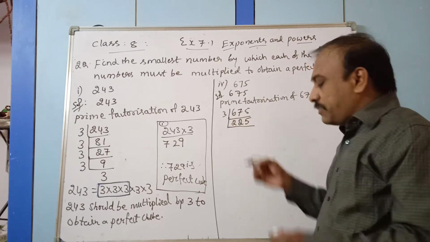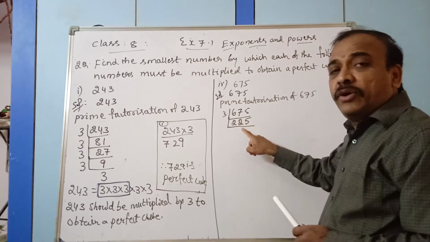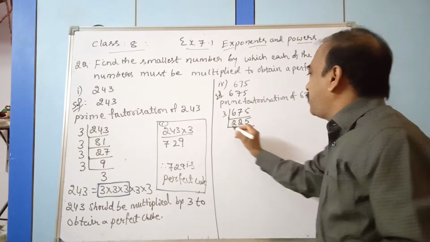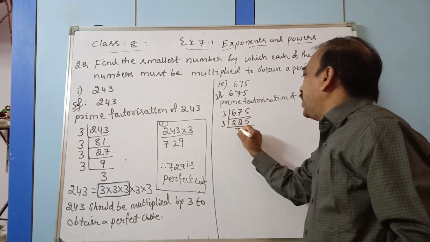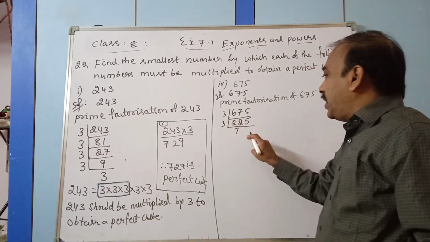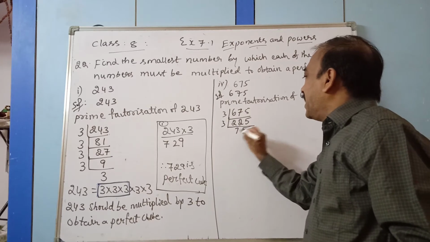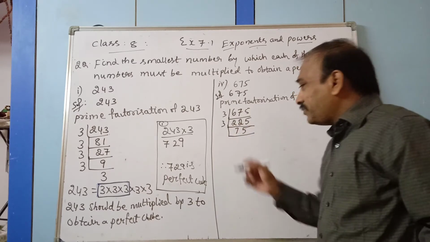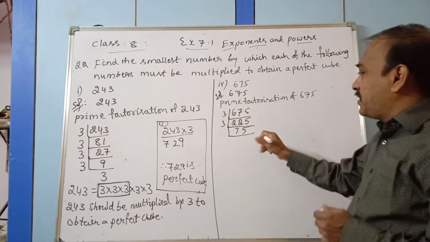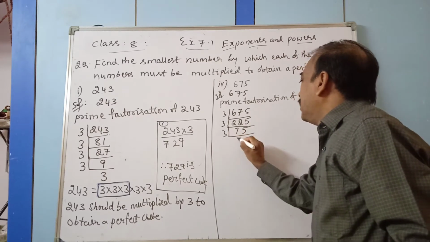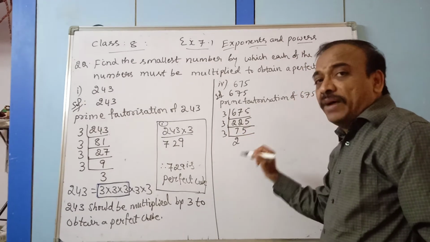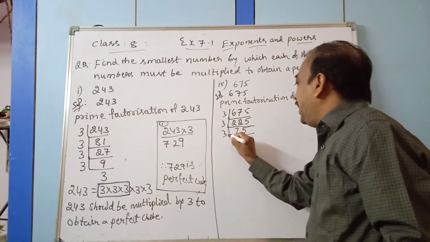Now check it, is it divisible by 3 again? 2 plus 2 is 4, 4 plus 5 is 9, yes it is divisible. So 3 7s are 21, remainder will be 1 and 5, 3 5s are 15, correct. Next, again it is divisible, 7 plus 5 is 12, so 3 table, 3 2s are 6, remainder will be 1, 5, 3 5s are 15.